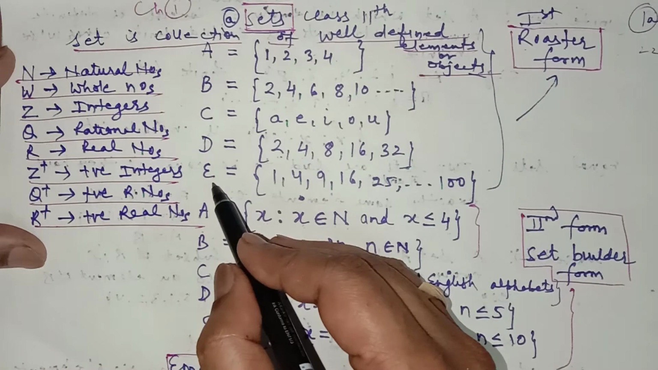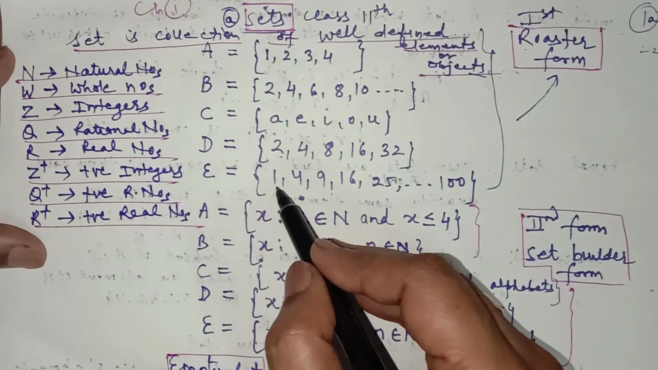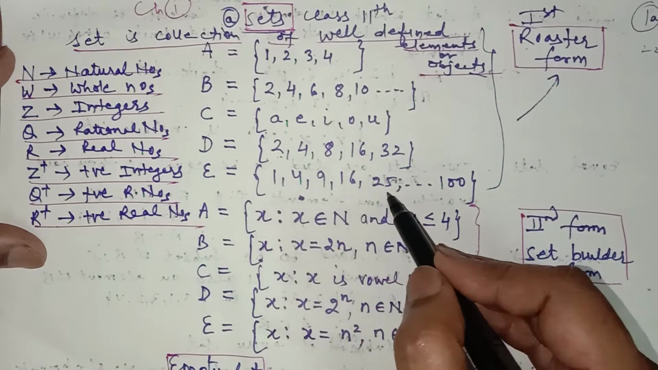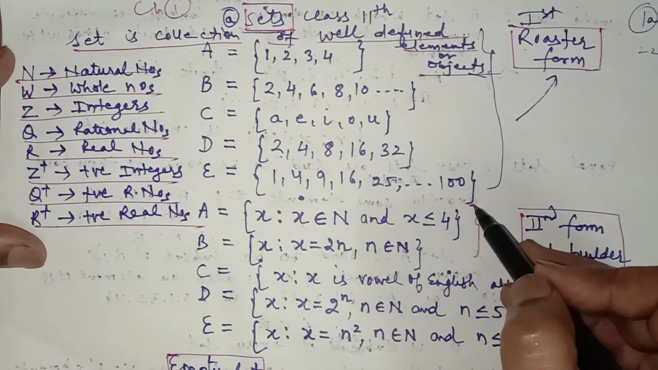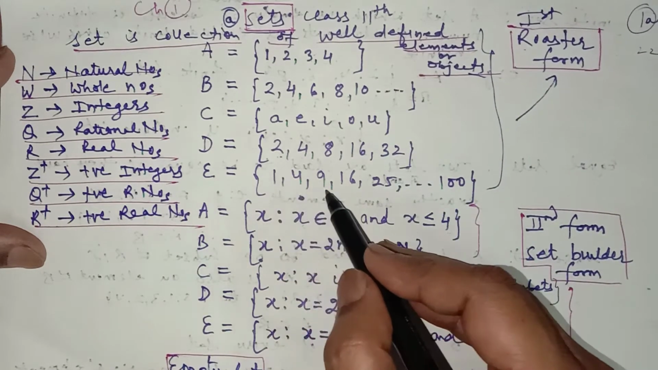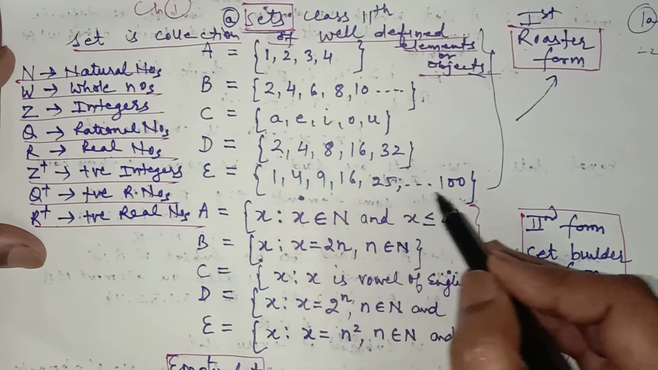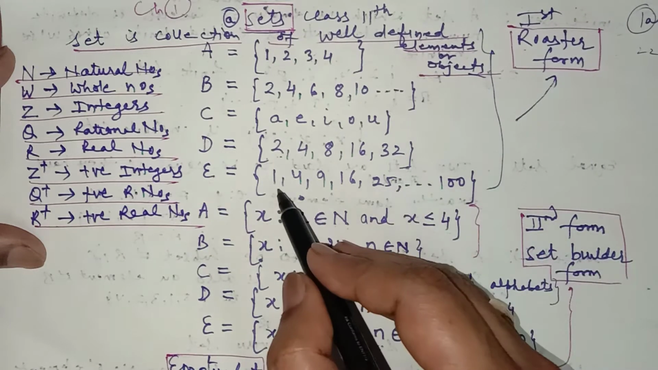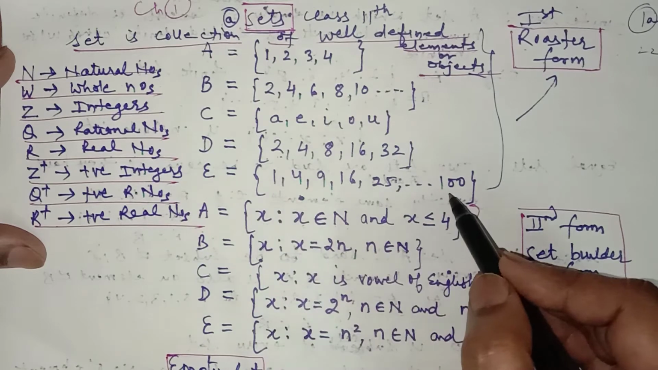I have taken the set E containing the elements 1, 4, 9, 16, 25 up to 100. See it very carefully, how many elements are there in it? 1 square, 2 square, 3 square, 4 square, 5 square, and this is 10 square. So it means there are 10 elements from 1 to 100.